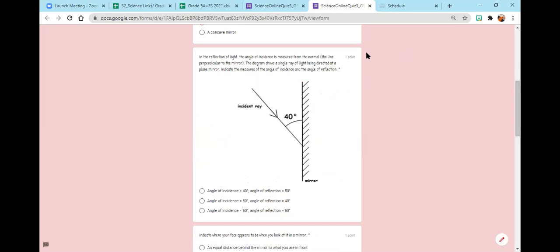We have this diagram of reflection. Which answer is the correct one? 1, 2, or 3? Angle of incidence, 1. Angle of incidence equal 40. Angle of reflection equal 50. Didn't we say that these two angles must be equal to each other?